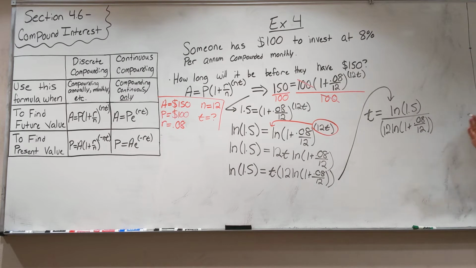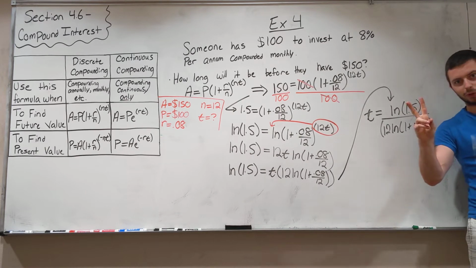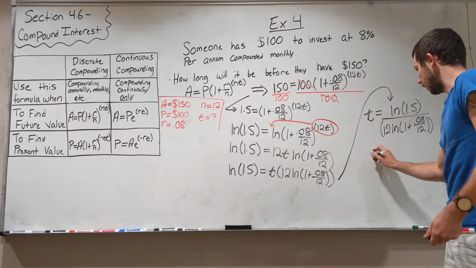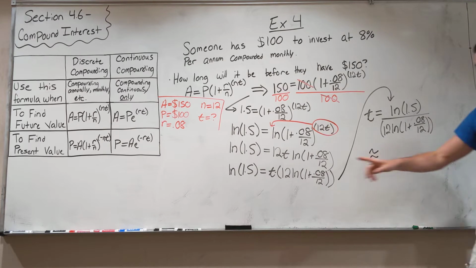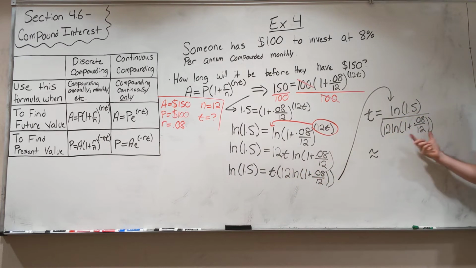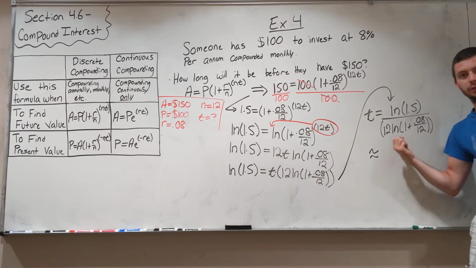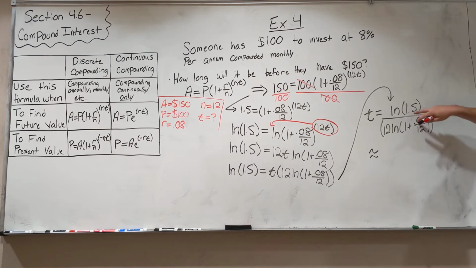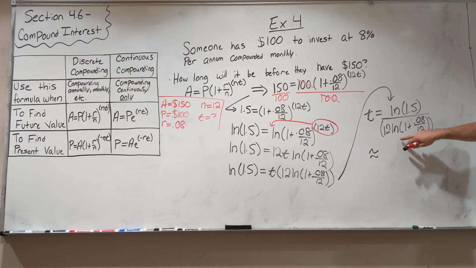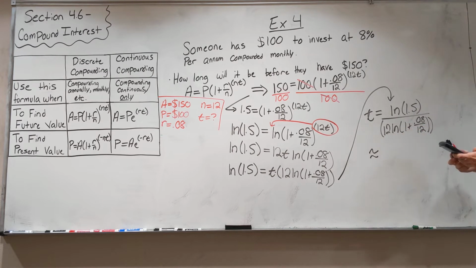And they do not want the exact answer. They do ask you to round to 2 decimal places, which does imply you need to be able to put this in your calculator. Now that's one reason why I kept the parentheses, is because if you don't put the parentheses in your calculator, it will split the 12 away from the natural log. That's why you need parentheses to hold it all together.